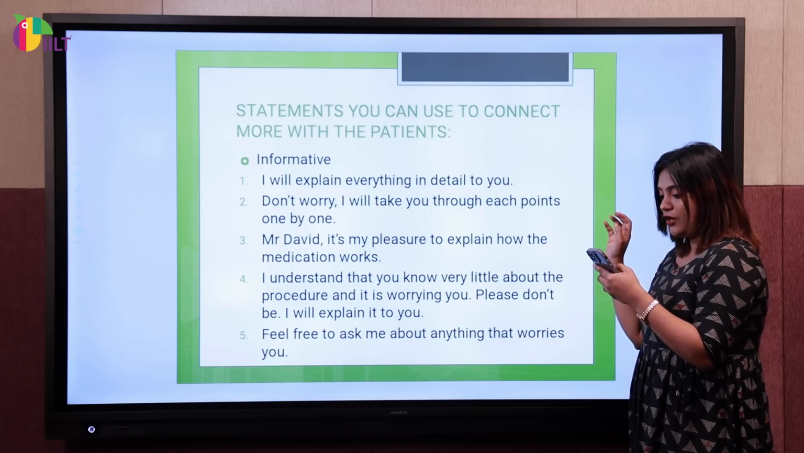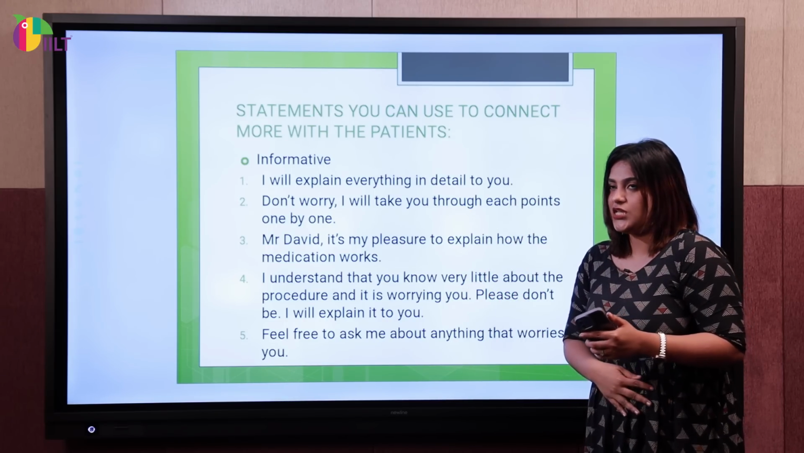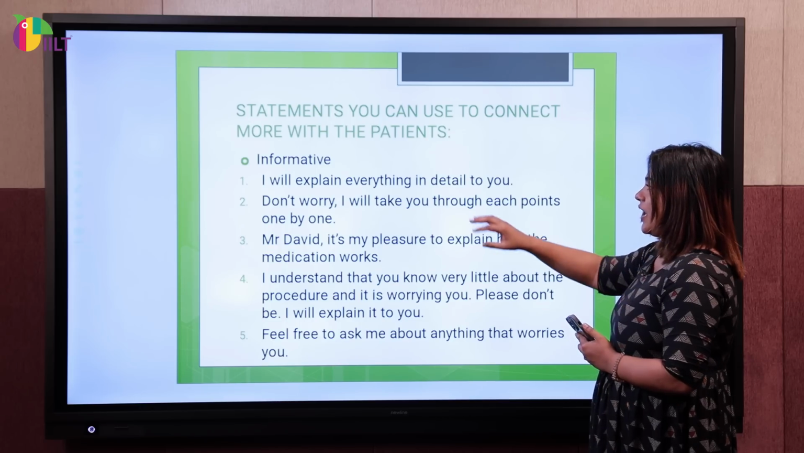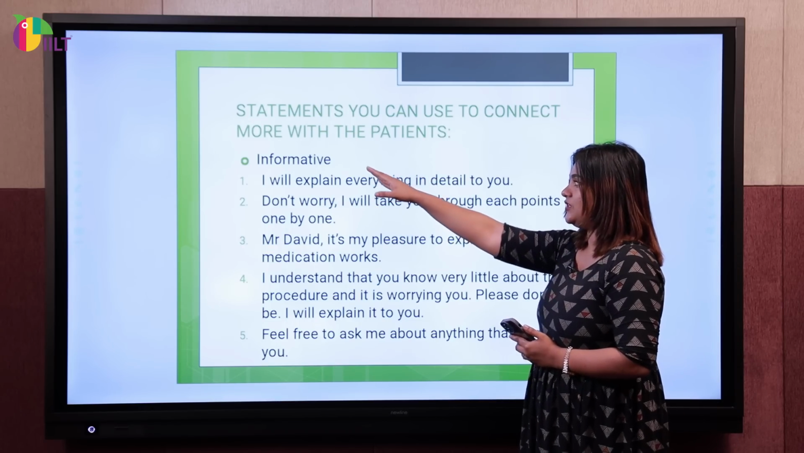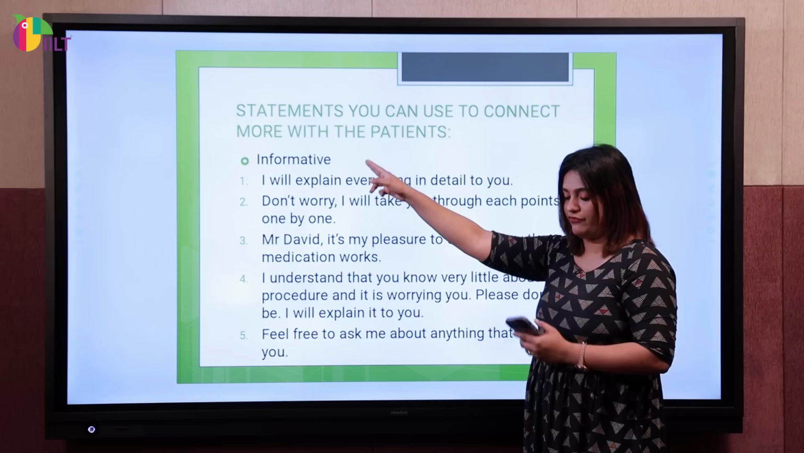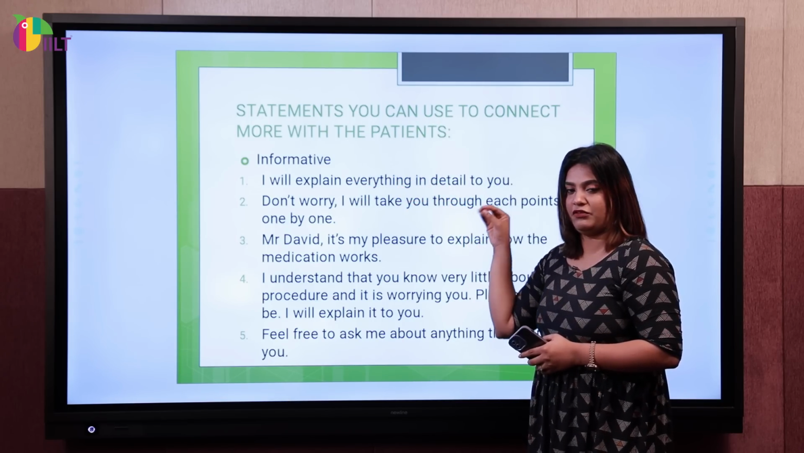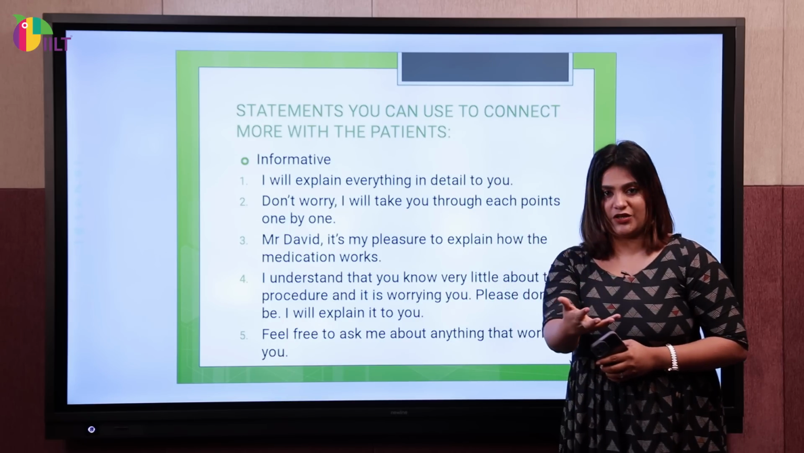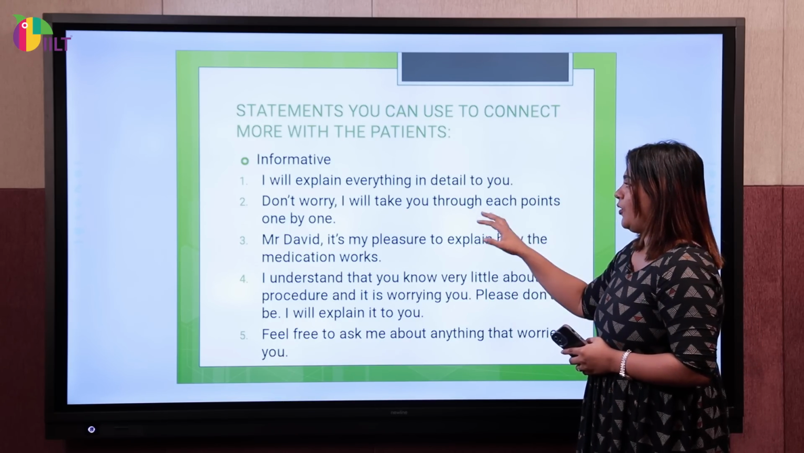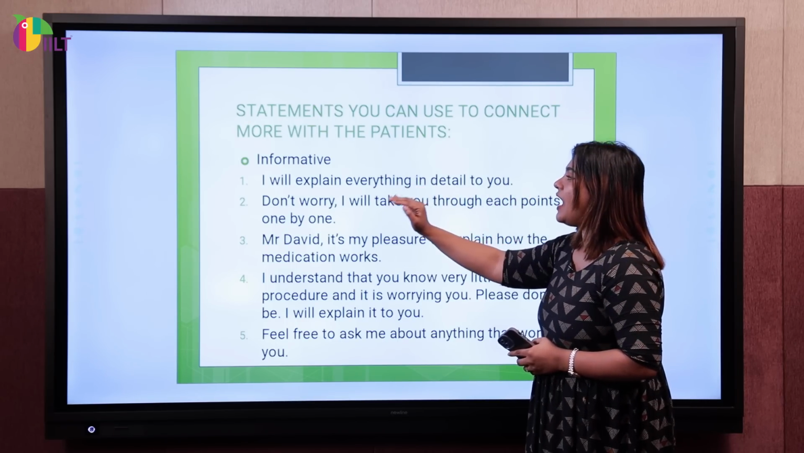So without wasting much time, we are going to look into certain statements that you can easily learn and easily use in your OET speaking. So I have categorized it into the different types of role plays here. Okay, so the first one we are going to look into is informative type of role plays. So I've also explained what is an informative role play. An informative role play is where you have to provide information, okay, or you have to educate the patient about certain things.